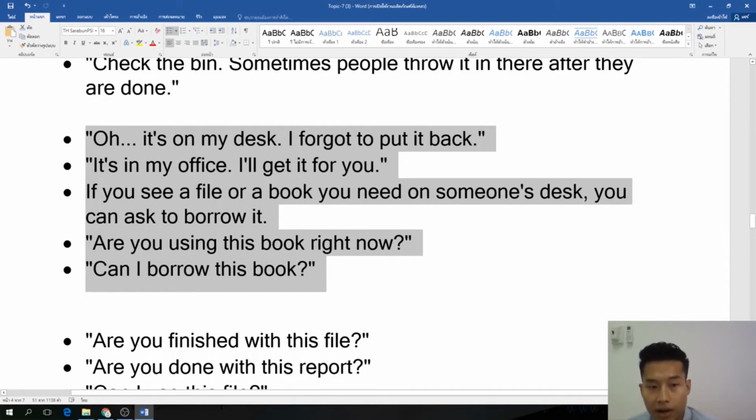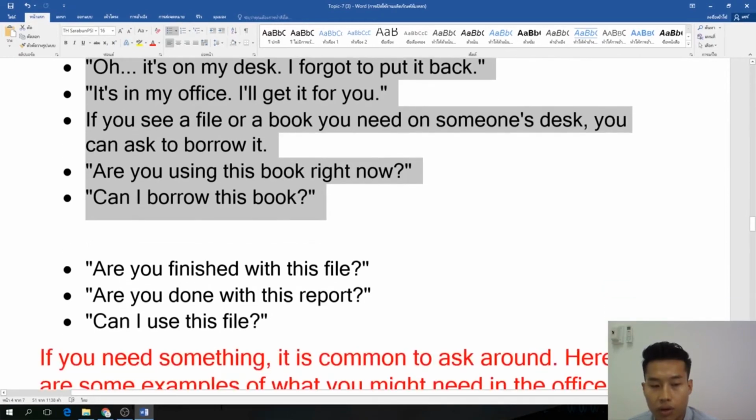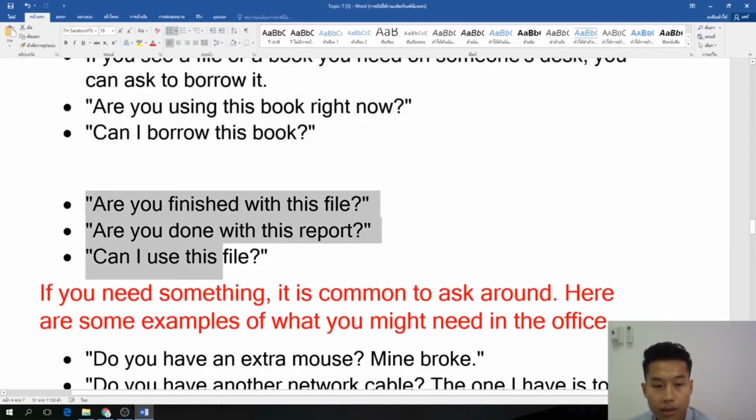If you see a file or a book you need on someone's desk, you can ask to borrow it. Are you using this book right now? Can I borrow this book? And are you finished with this file? Are you done with this report? Can I use this file?